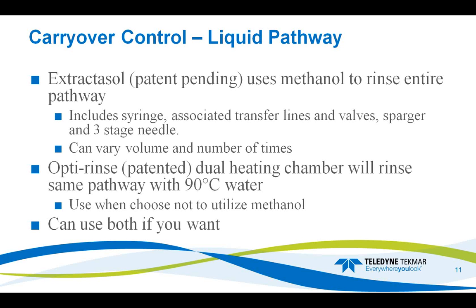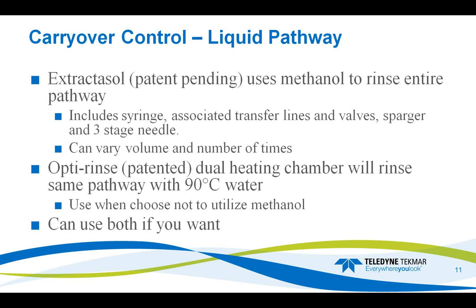So for instance, if we're using the 5 mL glassware, we can use 7 mL of methanol to make sure we get adequate rinsing of that glassware. If we're using the 25 mL sparger, we can transfer 27 mL of methanol so that we get an adequate rinse of the 25 mL sparger.